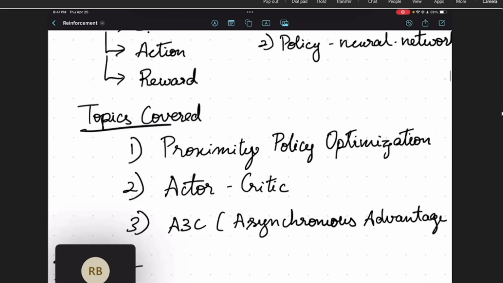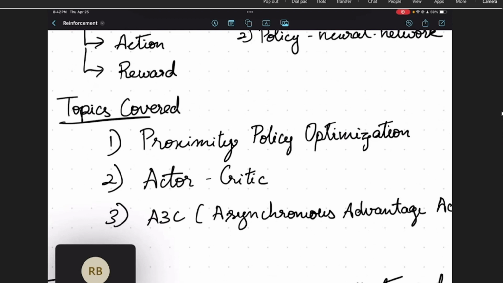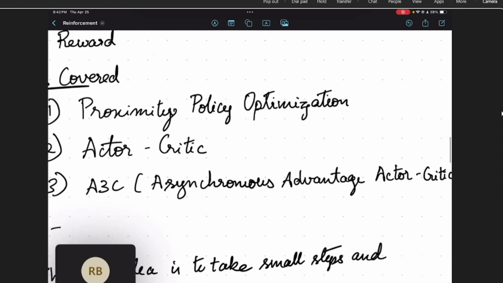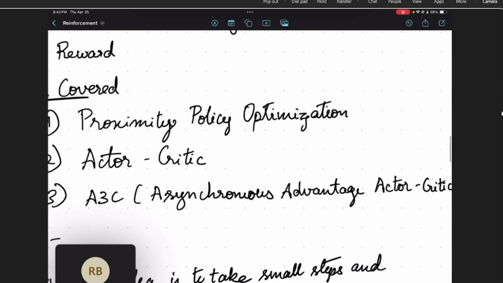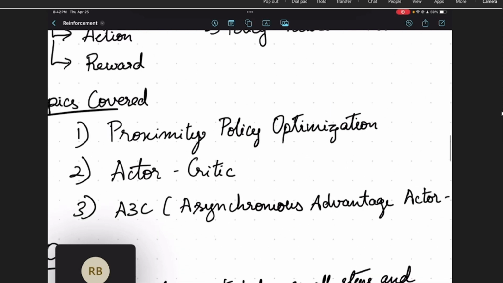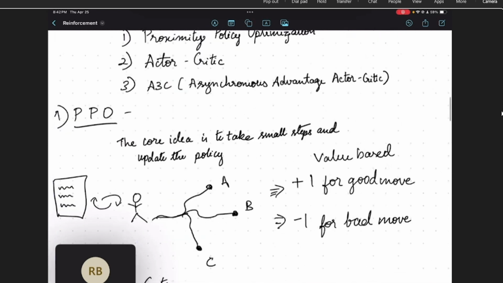The topics covered in this video: the first is proximal policy optimization, the second is Actor-Critic, and the third is A3C, which is asynchronous advantage Actor-Critic, an advanced model of the Actor-Critic. So let's see what PPO is.